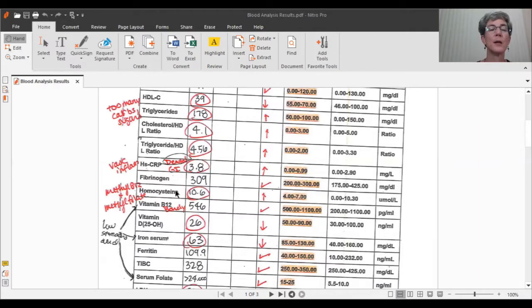In this client, you'll see that the B12 is at 546. Now, optimal ranges are between 500 and 1,000. So 546 is just barely into the normal range. And in this person, folic acid is actually great. So we don't have to worry so much about the folate, but B12 might be a little bit of an issue.